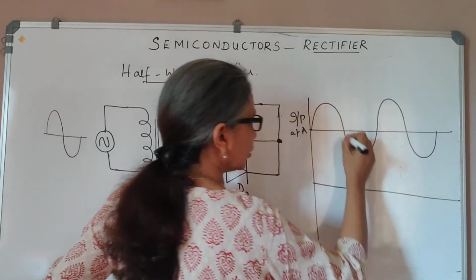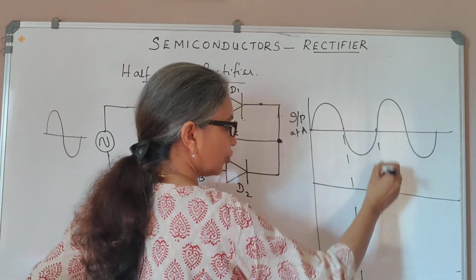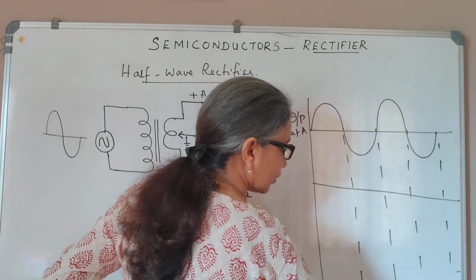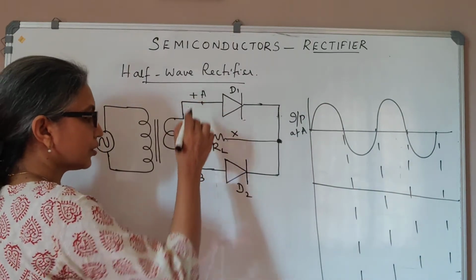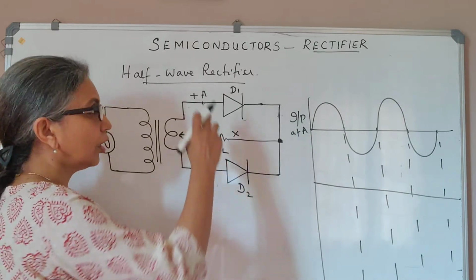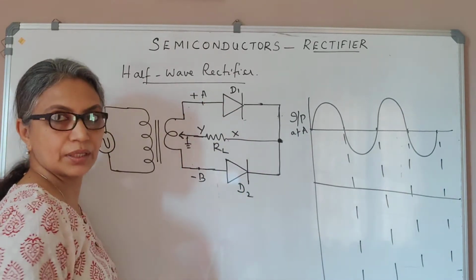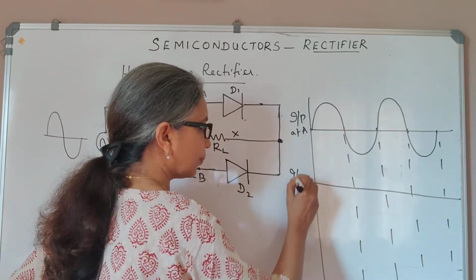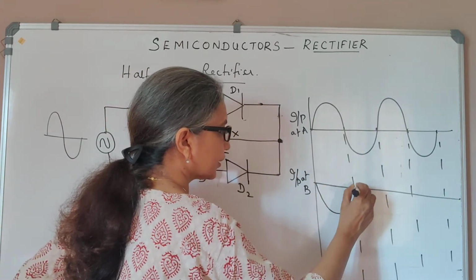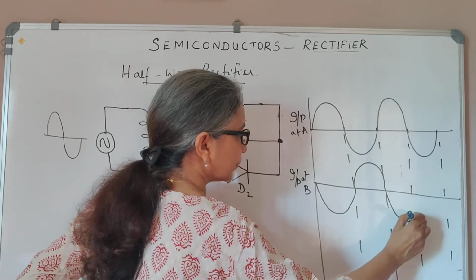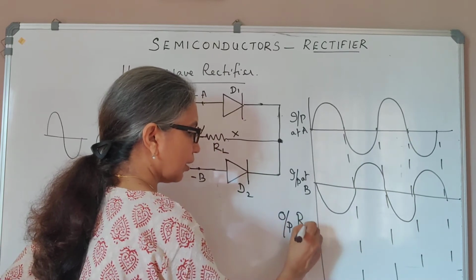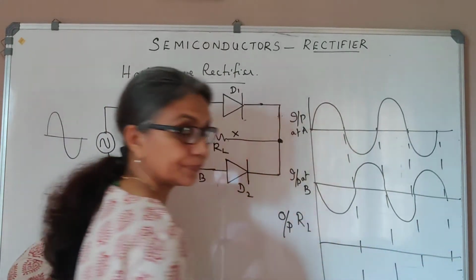In the same manner, if I'm going to draw the input at B, then you know whenever A is positive, the other end B of the secondary winding of the transformer will be negative. When A is positive, B is negative, and then in the next half cycle it will switch the polarity. So if I'm going to draw the input at B, then whenever A is positive, B is negative, and exactly the opposite way we have. Okay. Here I am going to draw the output across RL, and that's what we are going to represent here.